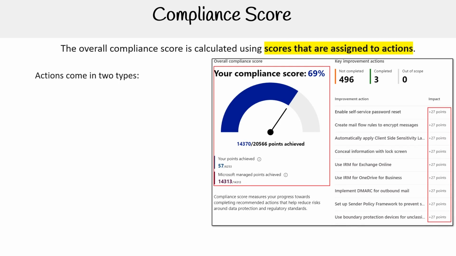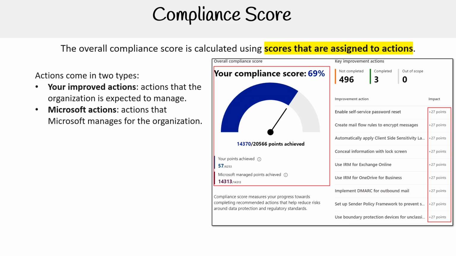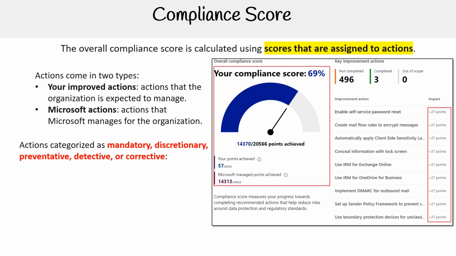Actions come in two types. The first is your improvement actions, which are actions that the organization is expected to manage. And the second are Microsoft actions, and these are actions that Microsoft manages for the organization. So, actions are categorized as mandatory, discretionary, preventative, detective, or corrective.